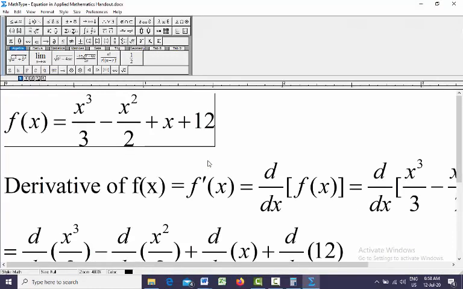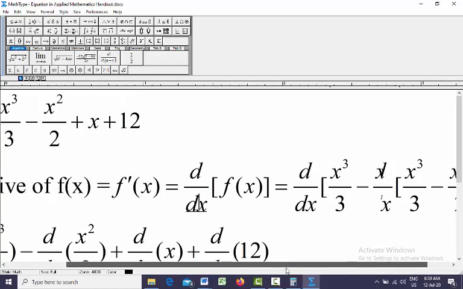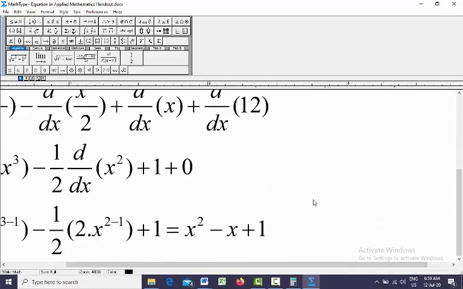Right, so now this one, we need to do differentiation of this one now. X cube divided by 3 minus x square divided by 2 plus x plus 12. So here, as you can see, there is minus, there is plus there. So that means you need to separate. Here we have 4 parts, this one, this one, this one, and this one. So each part needs to be separated.